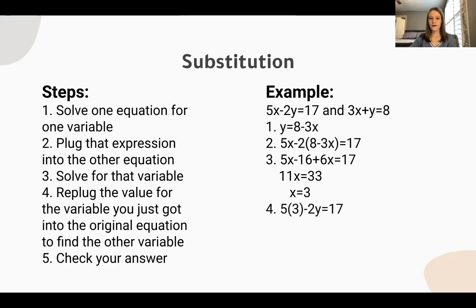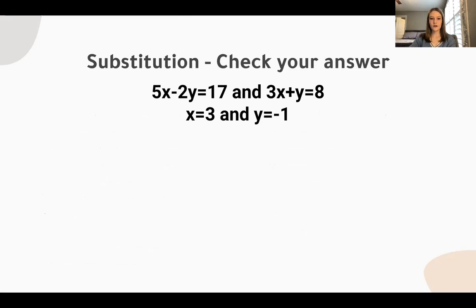So plug it in. We'll have 5 times 3 minus 2y equals 17. 15 minus 2y equals 17. Negative 2y equals 2. So y will equal negative 1. So for this problem, we got x equals 3 and y equals negative 1. We're not done because we have to check our answer because you could have made a mistake in the process.